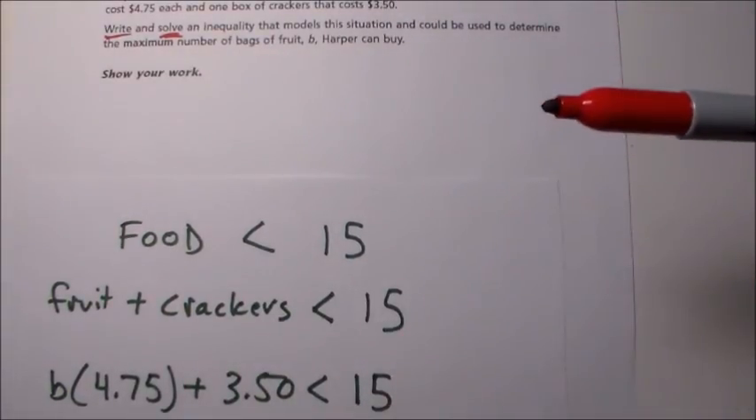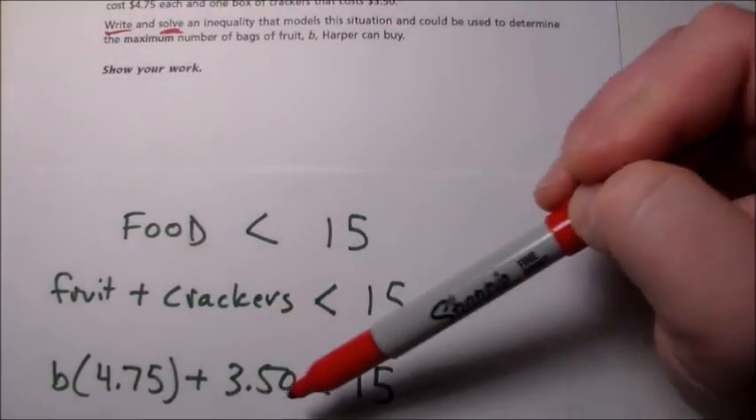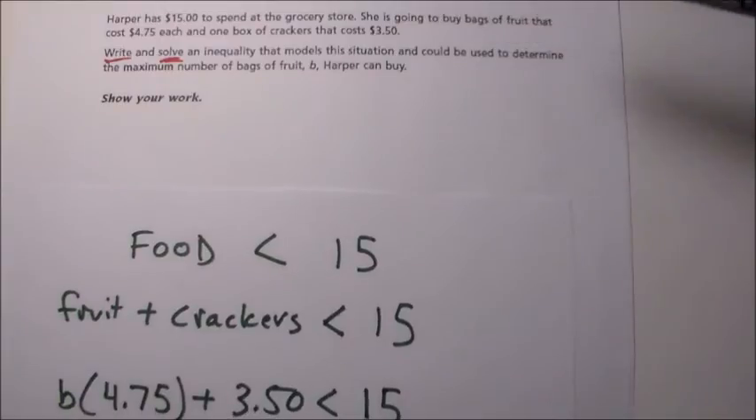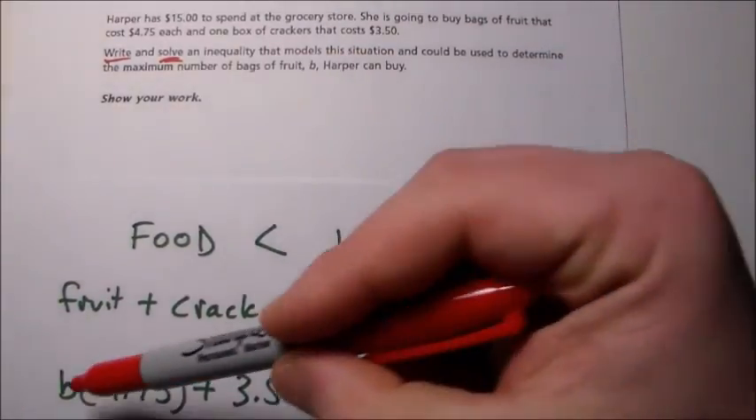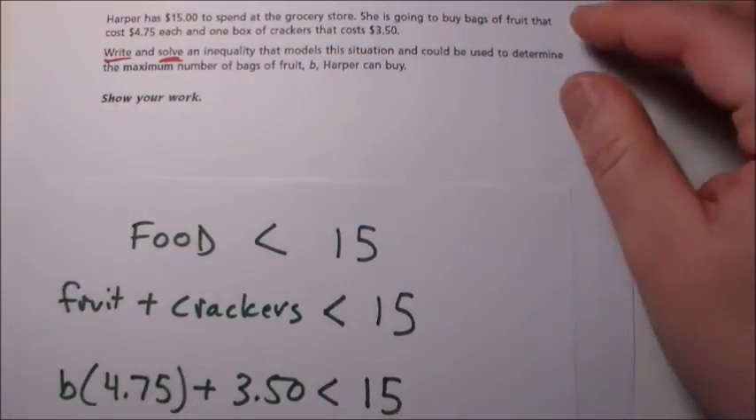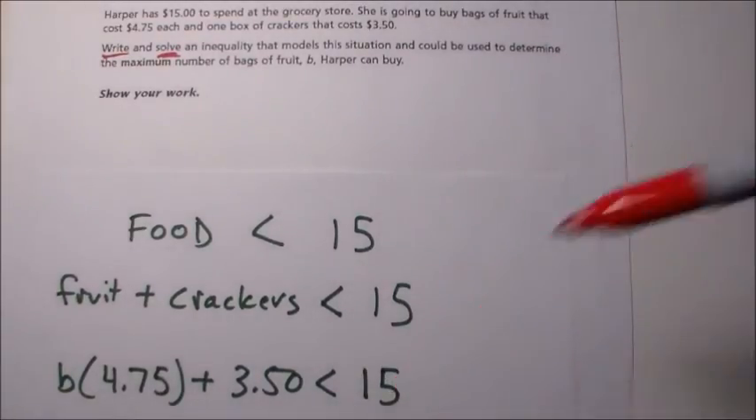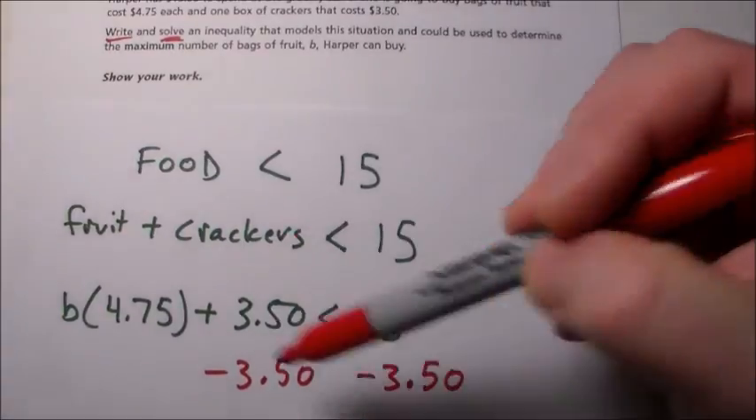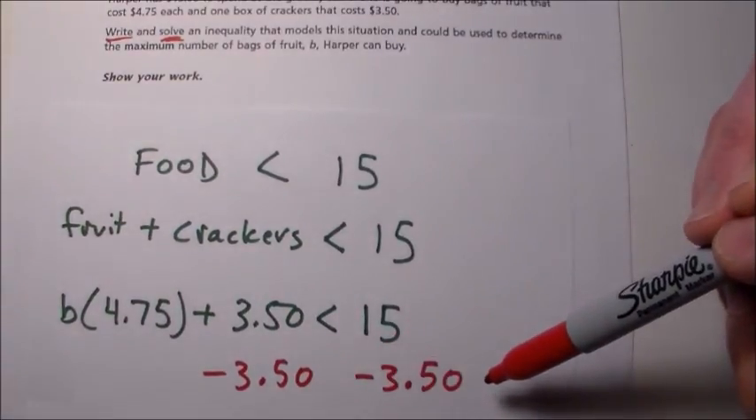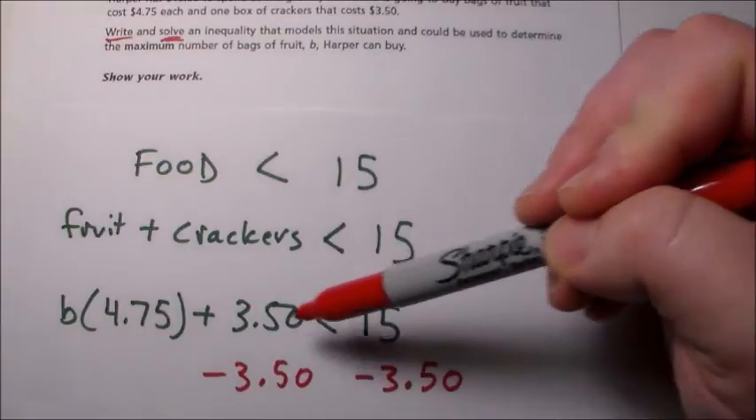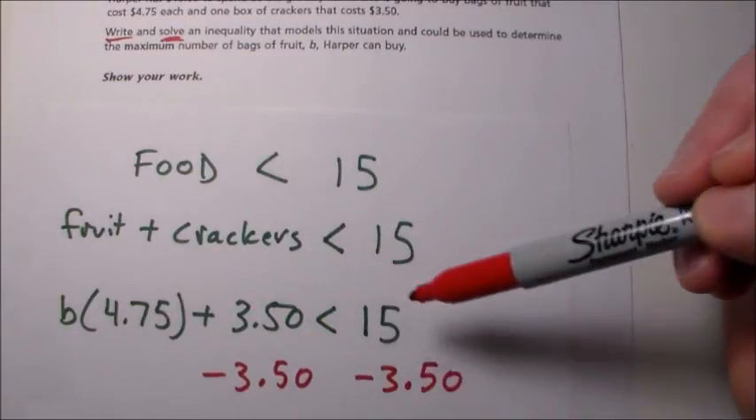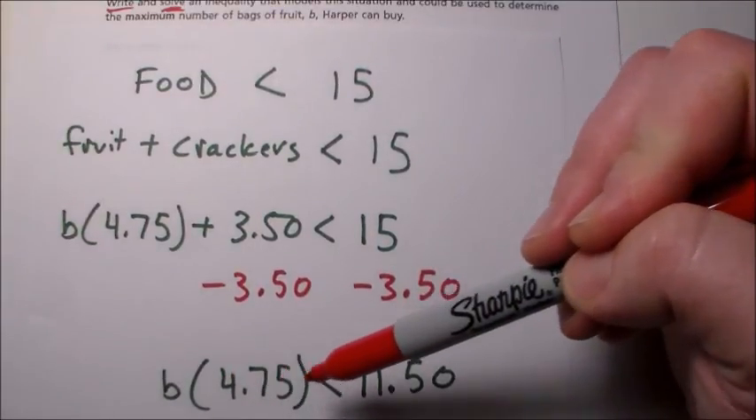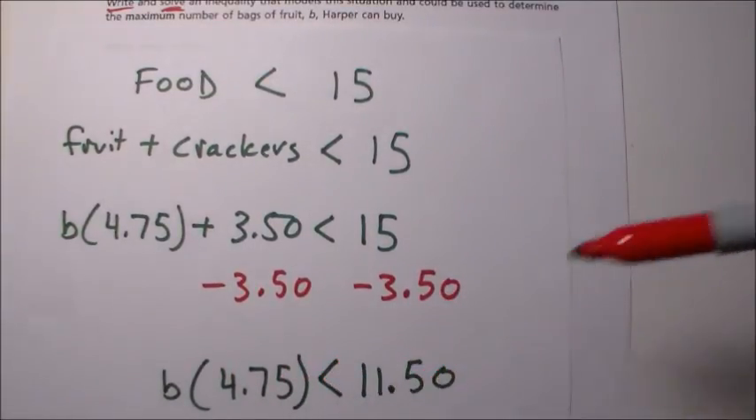So how do I solve this inequality? Well, remember, it's 1 box of crackers for $3.50. It says right up here, each box of crackers costs $3.50. 1 box of crackers for $3.50, and how many bags of fruit for $4.75 each. It's got to all be less than 15 bucks. How do I solve this inequality? Subtract 3.50 from either side. Whatever you do to one side of the inequality, you have to do the same thing to the other side. 3.50 minus 3.50 cancels out. 15 minus 3.50 is 11.50, so I have b times 4.75 is still less than 11.50.